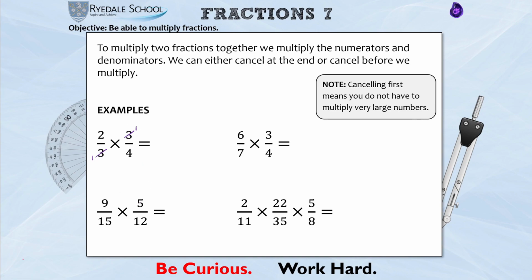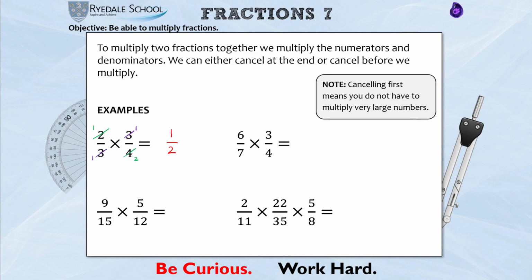You'll also notice there's some other cancelling that I can do, and I'll use a different colour for this, because 2 and 4 are also in the 2 times table, so I can divide both of those by 2. So the 2 becomes 1, and the 4 becomes 2. And what that means is this multiplication is going to be a lot easier, because I only have to do 1 times 1 and 1 times 2. So I get the same answer of a half, but I get there straight away because I've done the cancelling before the multiplication.